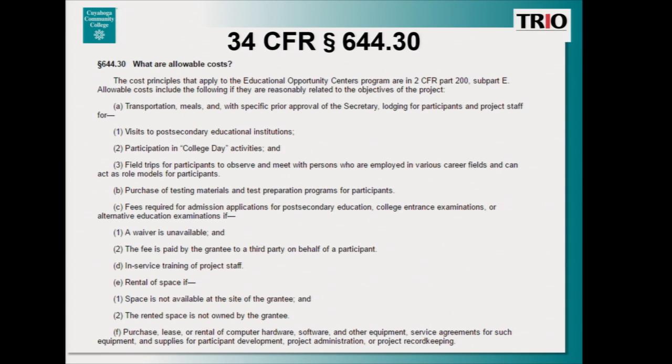Section 644.30 paragraph B explains that testing materials and test preparation for participants may be purchased. Paragraph C explains which fees may be paid for and when. Specifically, fees for admissions applications, proposed post-secondary college entrance exams, or alternative education examinations may be paid if a waiver is unavailable and the fee is paid by the grantee to a third party on behalf of the participant. Note that both of these must occur in order for a fee to be covered.